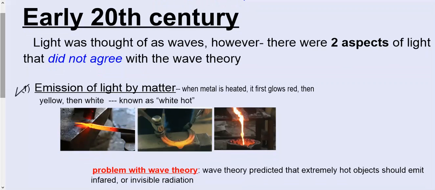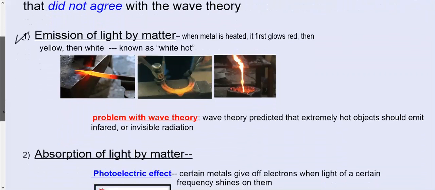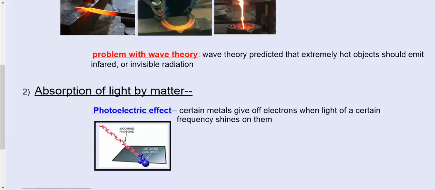The second problem was the absorption of light by matter, as in the photoelectric effect. Certain metals will eject electrons when light of a certain frequency shines on them. You shine the light on there, and the electrons are knocked off. That is the photoelectric effect. So what's the problem with that and the wave theory of light?